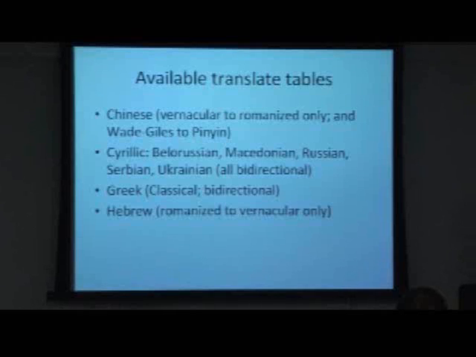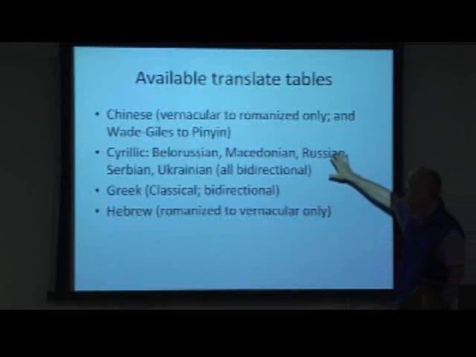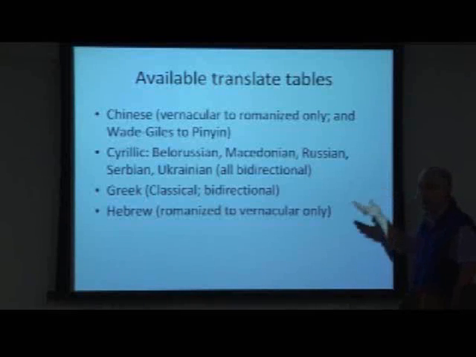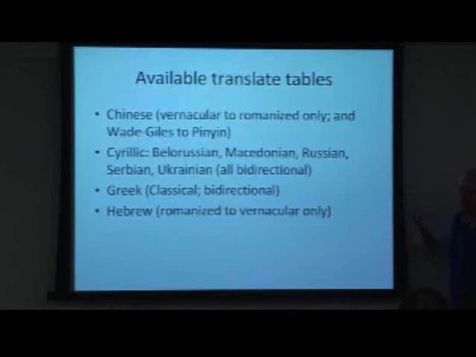For some scripts like Cyrillic, we can actually have a translate table that goes both ways because the romanization is actually perfectly reversible. So you can either start from Romanized text or from vernacular text and go the other way. But for some scripts, that's not possible. Chinese, we can take from the vernacular and go to the Romanized form, but we really can't go the other way because there are so many possible representations for what turns out to be one syllable. And interestingly, in Hebrew, we can more or less go the other way because we can take the vowels out, but we can't really put them back in.